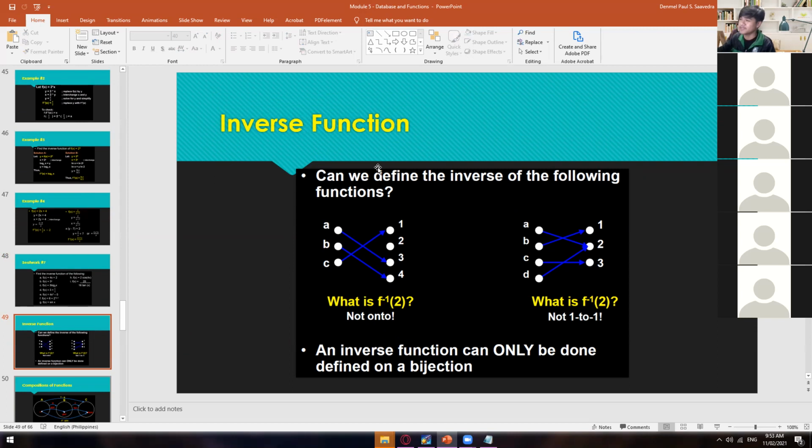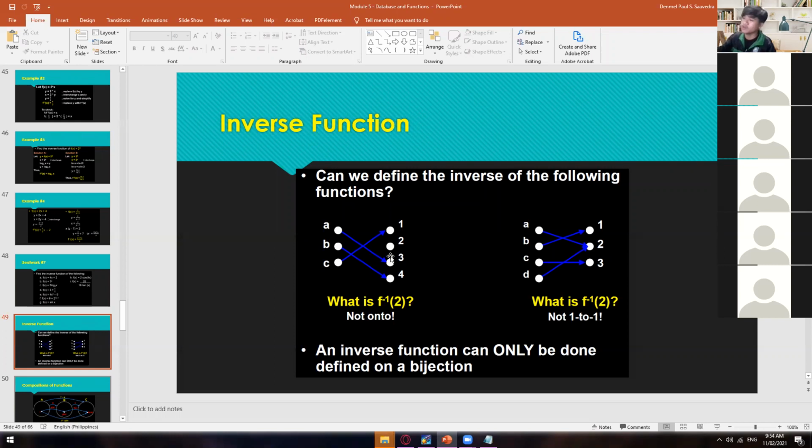Anyway, we have this inverse function. Can we define the inverse of the following function? So we have this: A3, B4, C1, etc. What is the inverse of this function? We cannot do the inverse function for this one since your range doesn't have a partner, or there's one of your domain that doesn't have a partner.